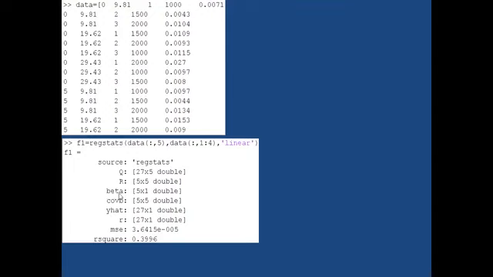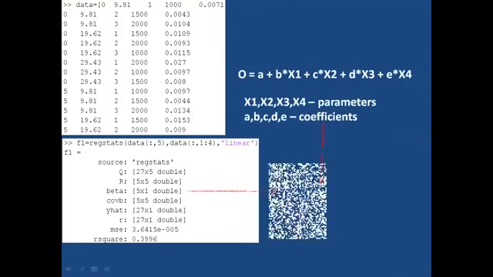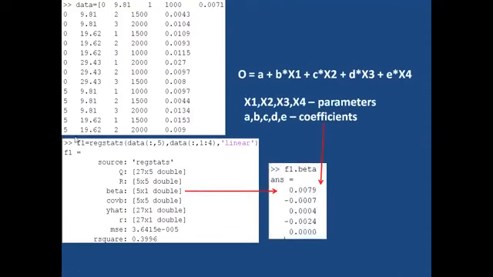If you want to retrieve the coefficients, you can use f1 dot beta. You will get the coefficient values. If you want to get the R square value, you type f1 dot R square. If you want to know the mean square error value, f1 dot MSE, and I'll get the mean square error value. So this is the linear equation. Since I have given linear, this is a linear equation for 4 parameters x1, x2, x3, x4, and A, B, C, D, E are your coefficients.